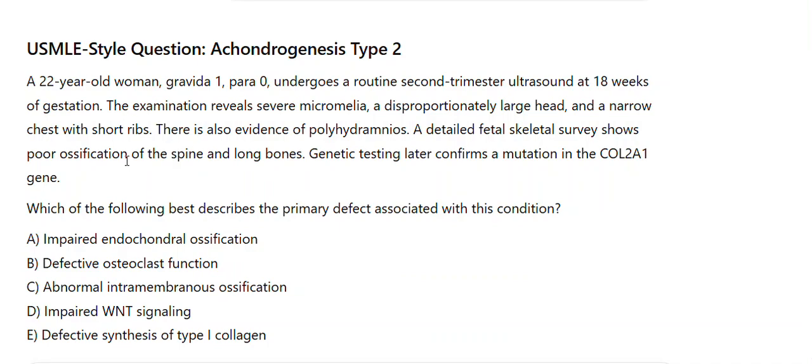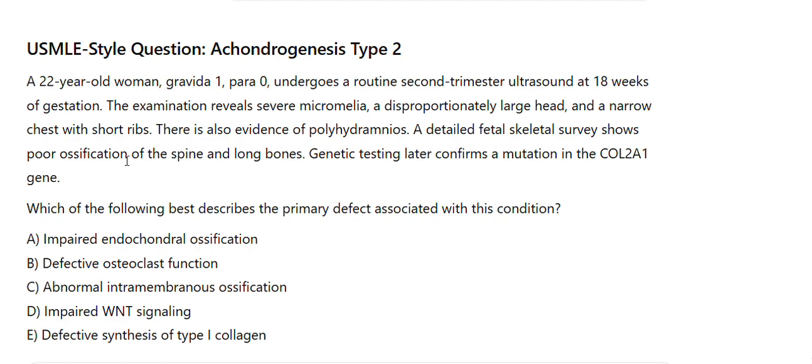USMLE style question. Achondrogenesis type 2. A 22-year-old woman, gravida 1, para 0, undergoes a routine second trimester ultrasound at 18 weeks of gestation. The examination reveals severe micromelia, a disproportionately large head, and a narrow chest with short ribs. There is also evidence of polyhydramnios.